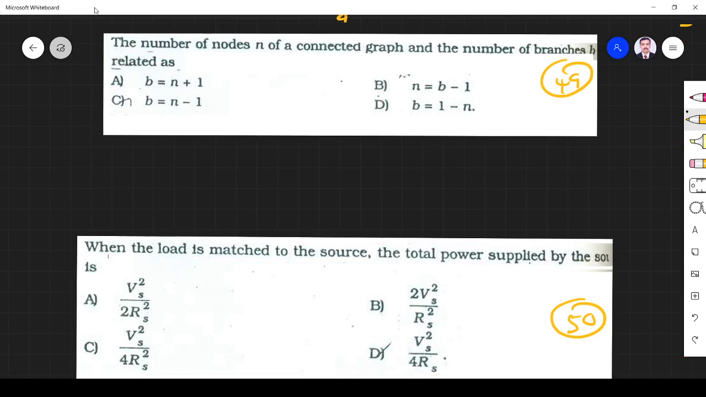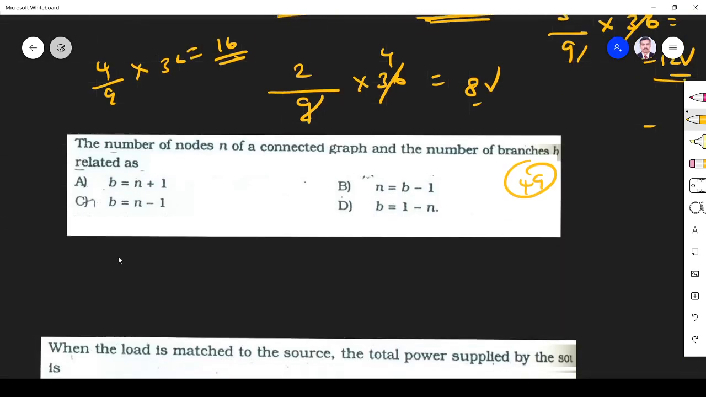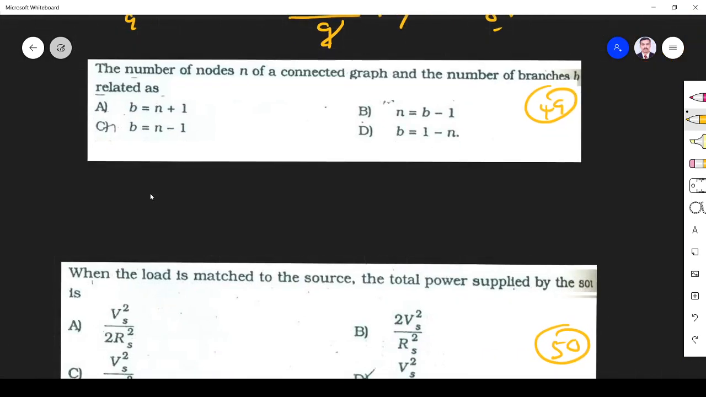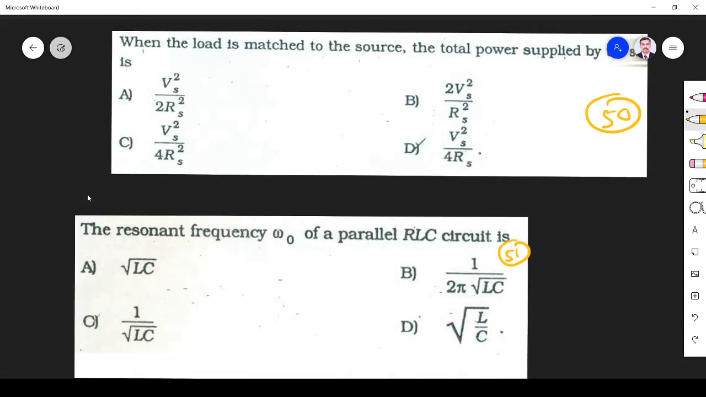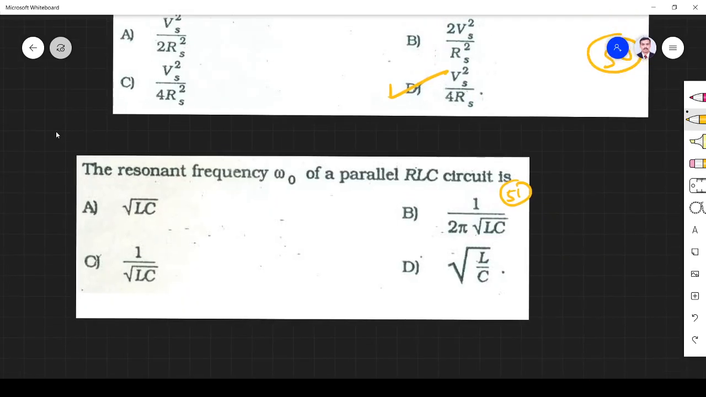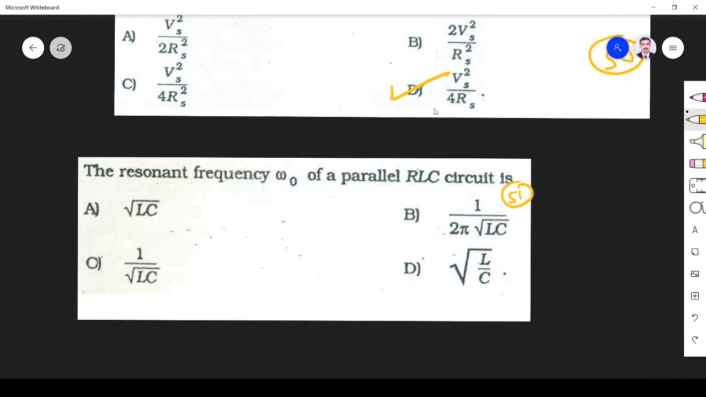Okay, the number of nodes n of a connected graph and the number of branches are related as b is equal to n minus 1. So option C is the right answer. Next one, when the load is matched to a source, what is the maximum power? We know maximum power is V squared by 4 RTH. So Vs squared by 4Rs. So option D is the right answer. Right? Not 4R squared, it should not be there.